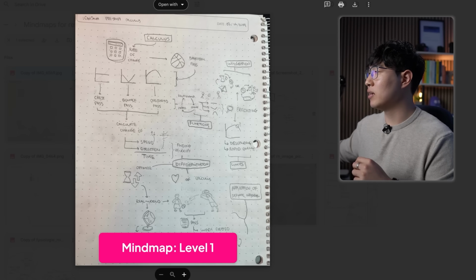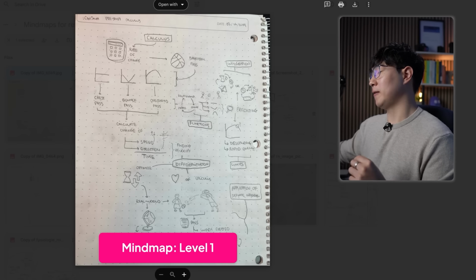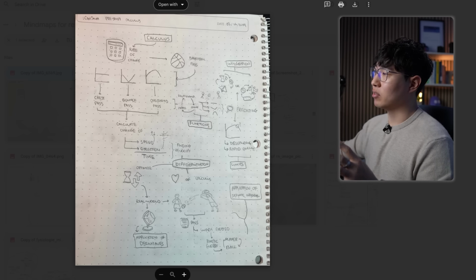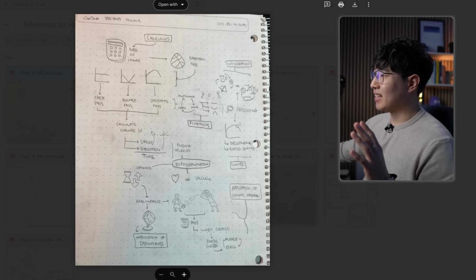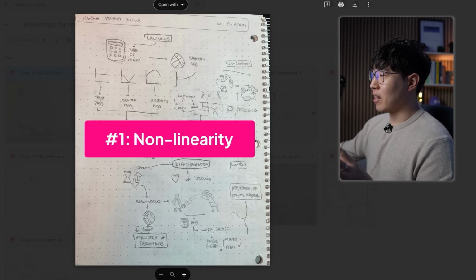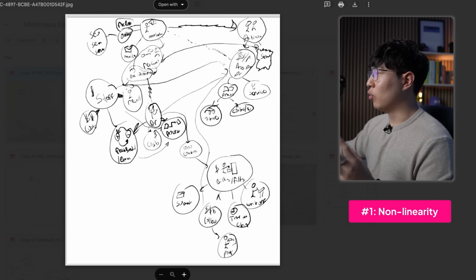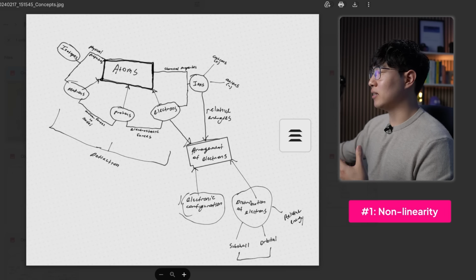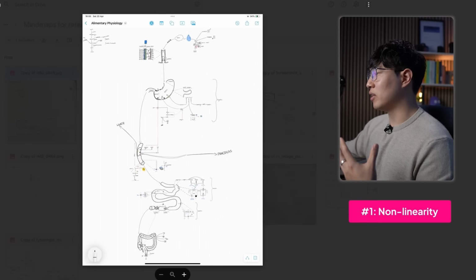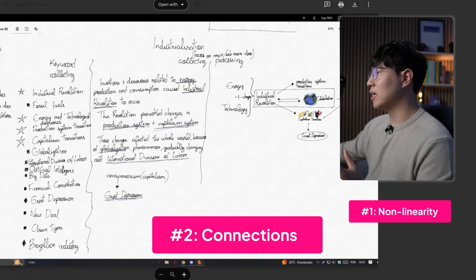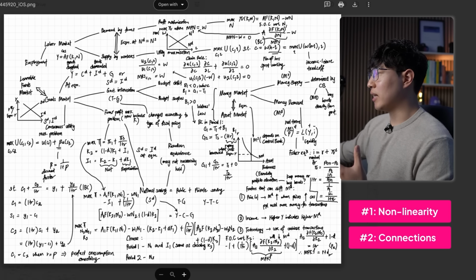So here's the example of the level 1 mind map again. Now, the level 1 mind map has 2 important characteristics. The first thing is that it has non-linearity of ideas. So if you have a look at this, you can see that it's not just going left to right down the page. All of these things, it's trying to represent the ideas spatially around the page. And the second thing is that there are connections between the ideas. You can see that they're trying to express these connections with these lines and arrows.